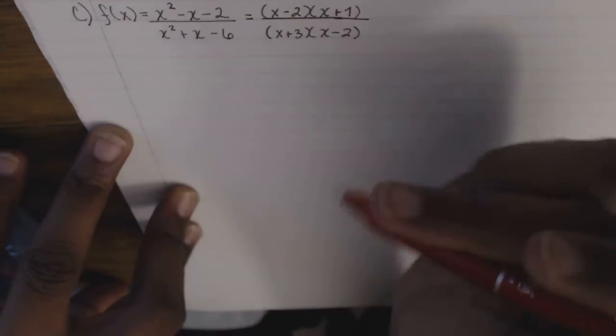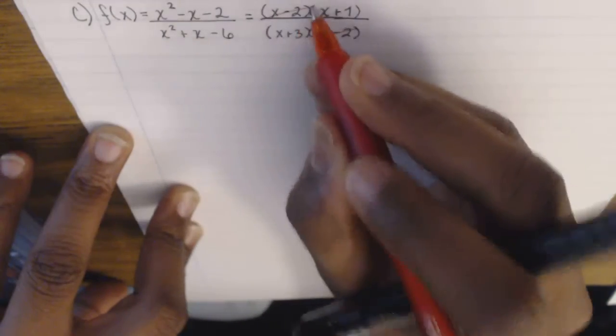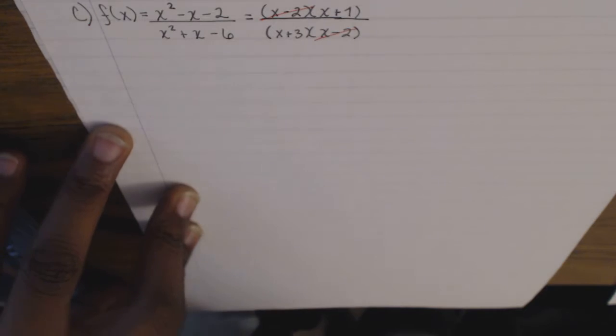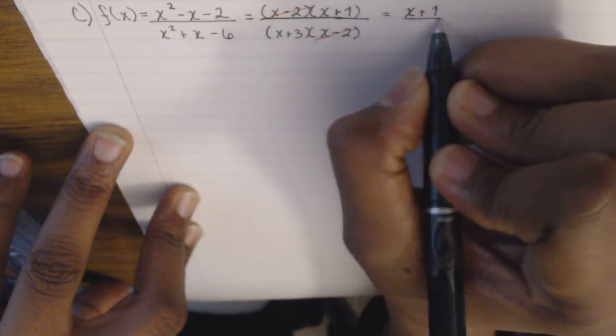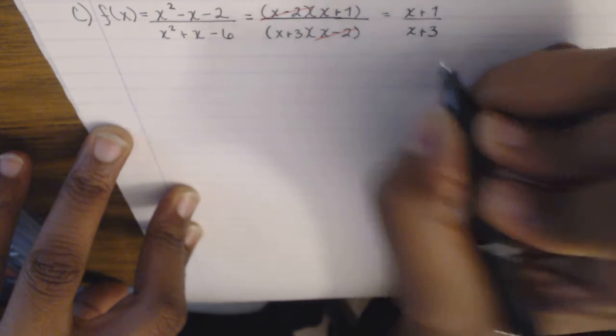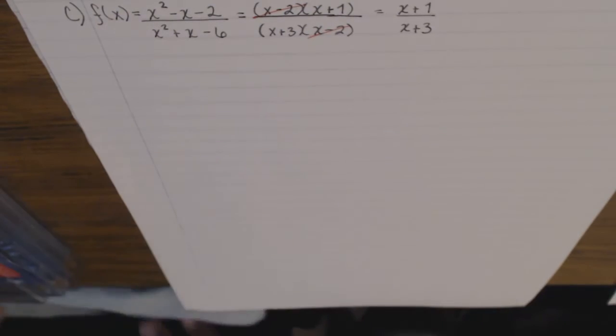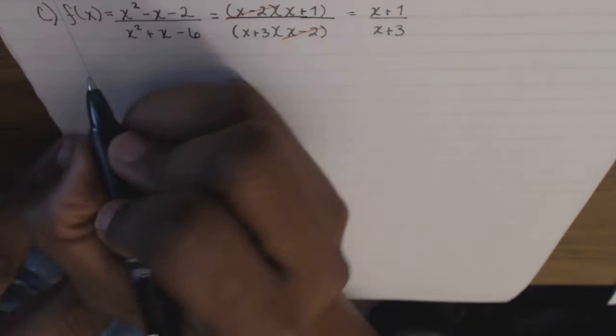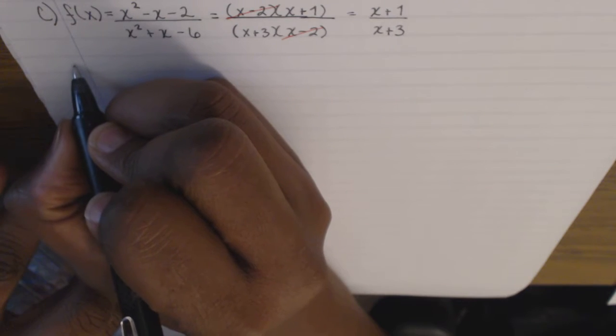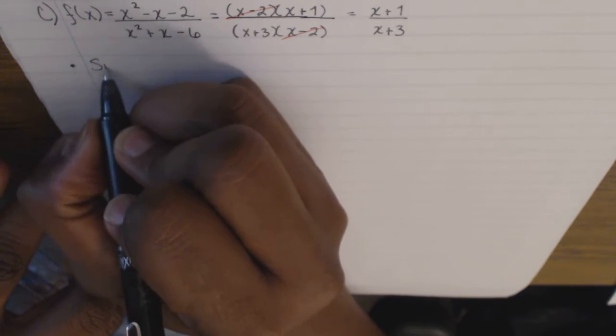Looking at this question, my x minus 2's will cancel, leaving me with x plus 1 over x plus 3. This also tells me I will have a hole in my graph when I get to that part. First thing I want to know is if I have symmetry.